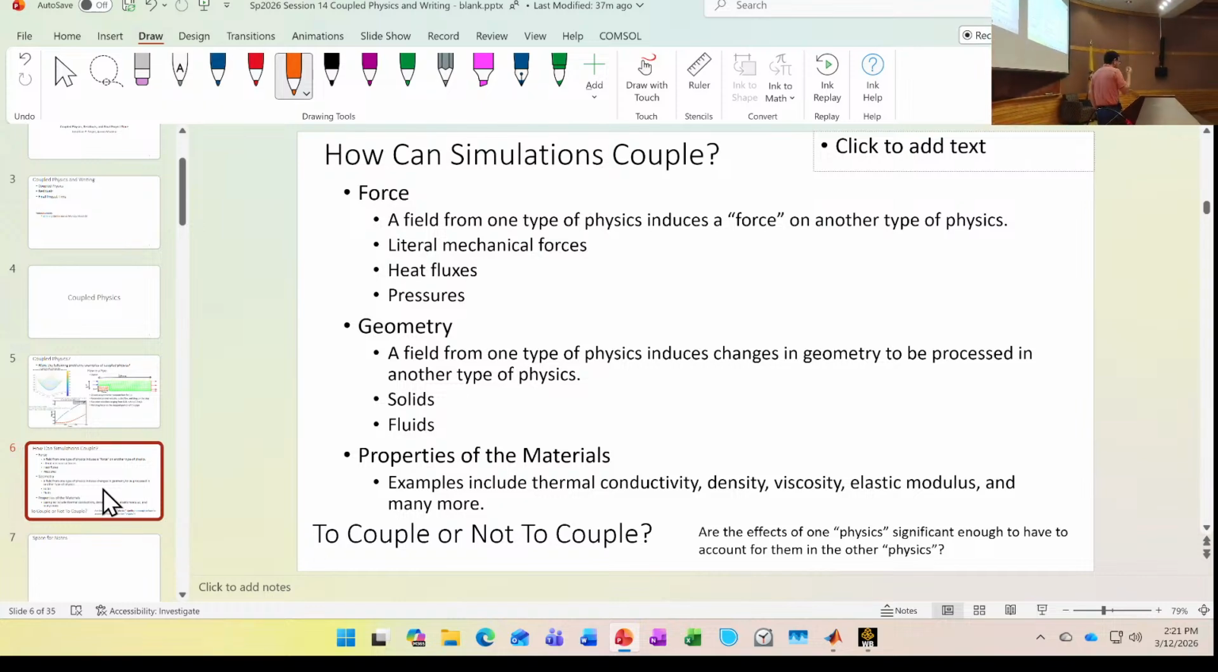So you could have some type of force, a literal force, stress over an area, or, like we talked about previously, it could be some type of heat flux, or a pressure. These are some of the options you might have in terms of force coupling. And then geometry is another thing that can couple between the physics, and then the properties of the materials.